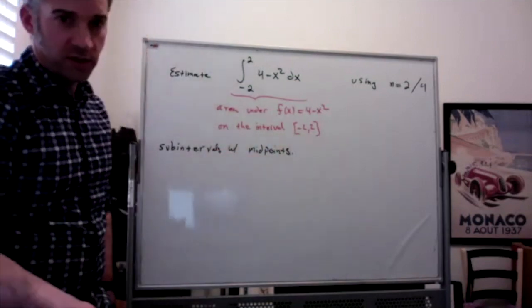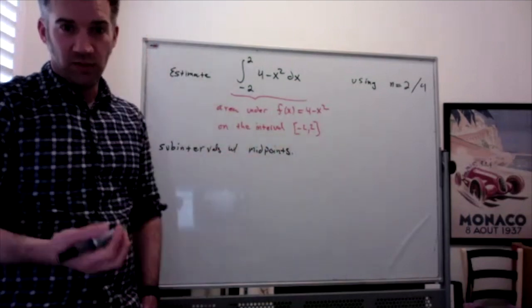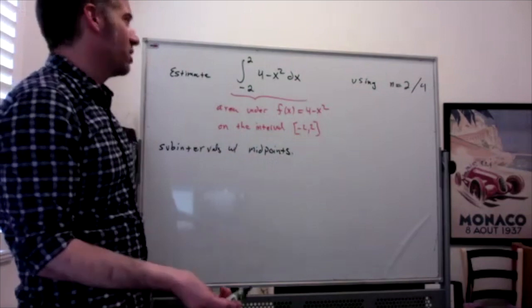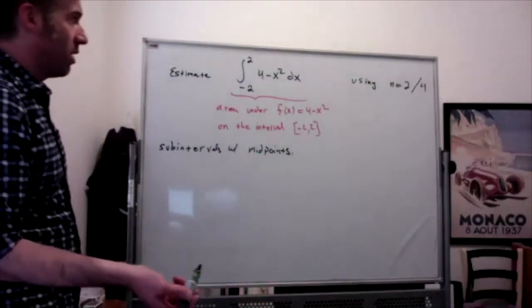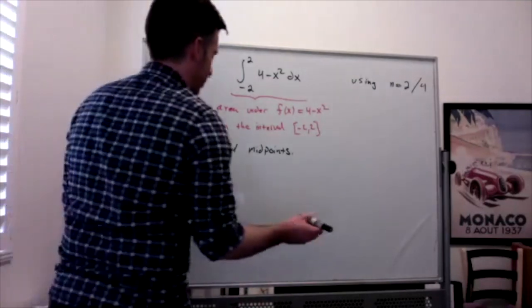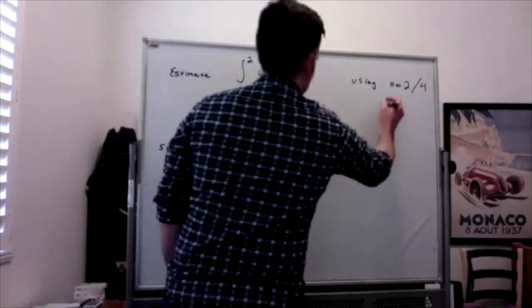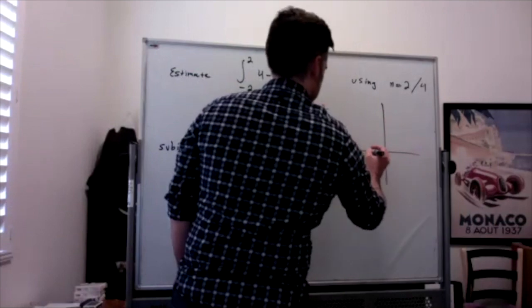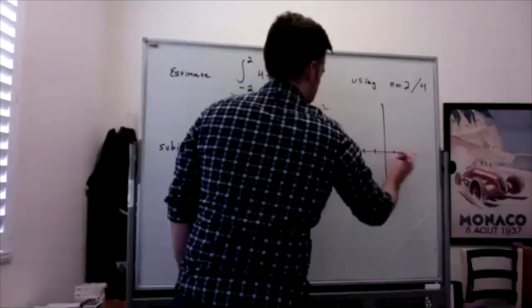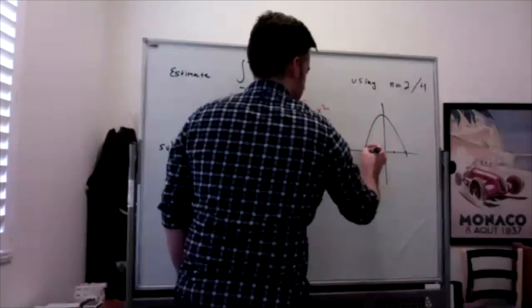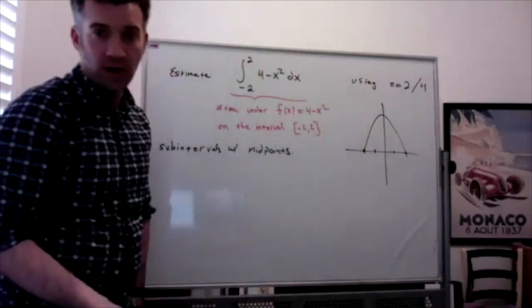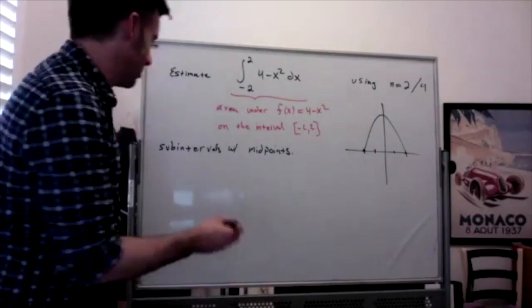So I will draw a picture, but we know the form, or we should know the form of this at some point. So let's do n equals 2. So 4 minus x squared, the downward opening parabola looks like this. Specifically, we're trying to estimate this area. So I'm using 2 subintervals.